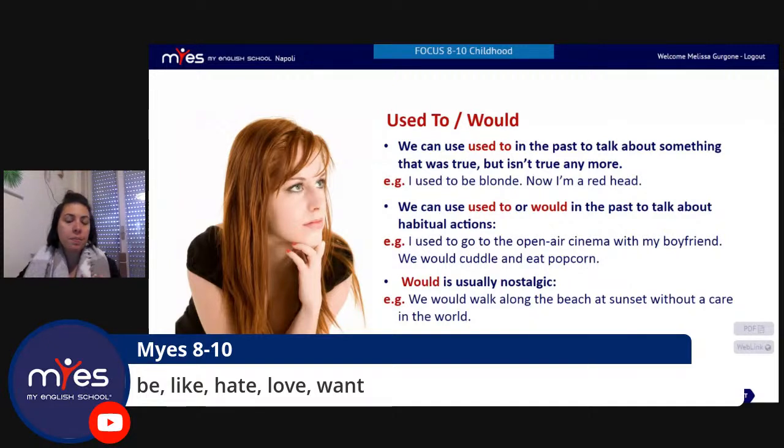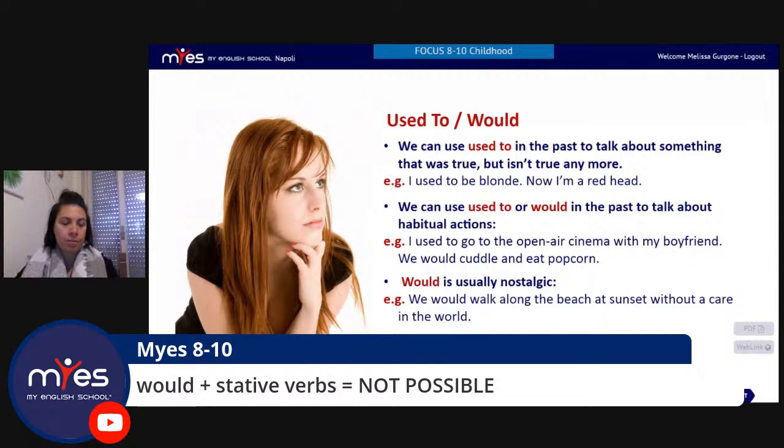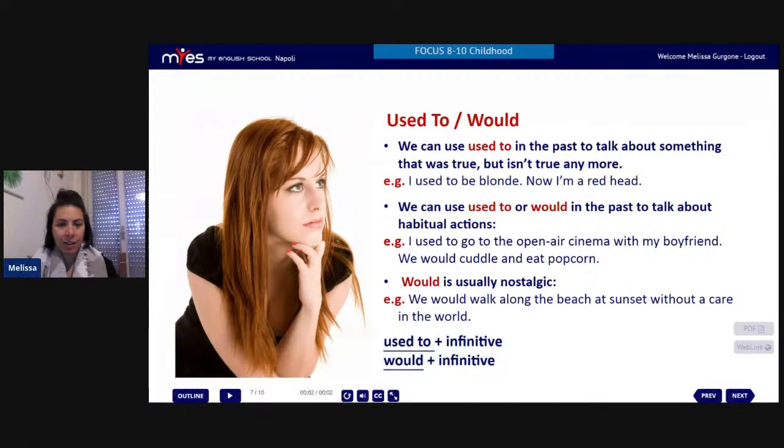Okay. Talking about jobs, you can say, when I was a child, I used to want to be an astronaut. You can't say, when I was a child, I would want to be an astronaut, because want is a stative verb. Okay. And that's why it says in the second part that would is used with actions, things that we used to do. Okay. Go, cuddle, walk, eat. Okay. Actions, things that we would do. Stative verbs are more about feelings. Okay. So yes, remember that would with stative verbs, it's not possible.